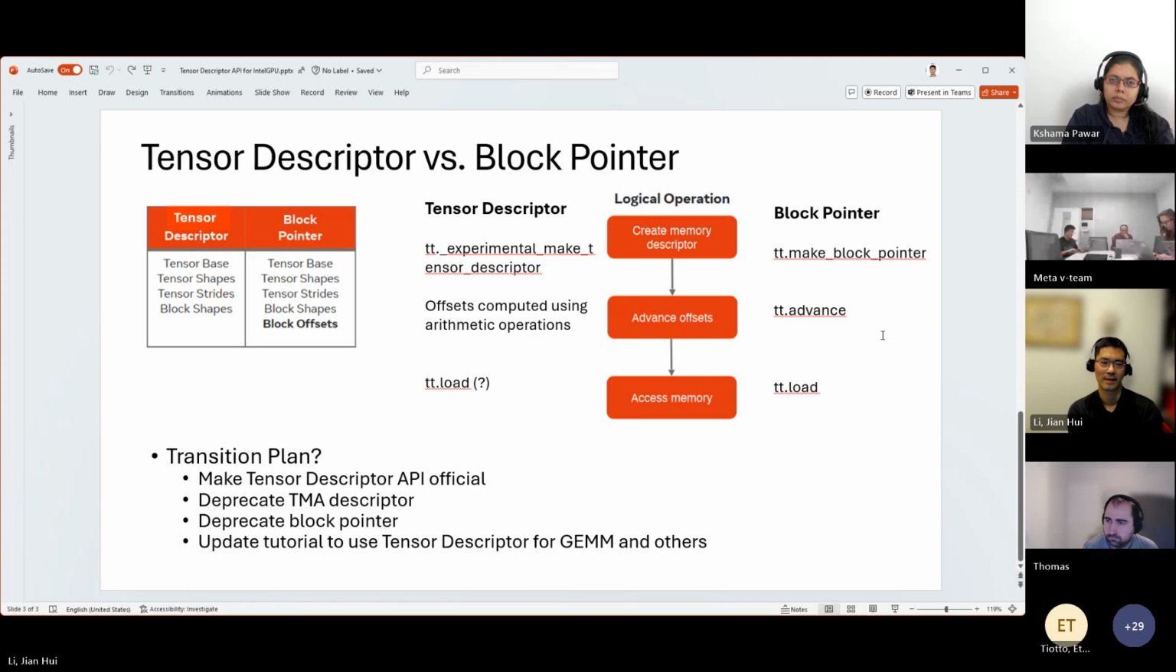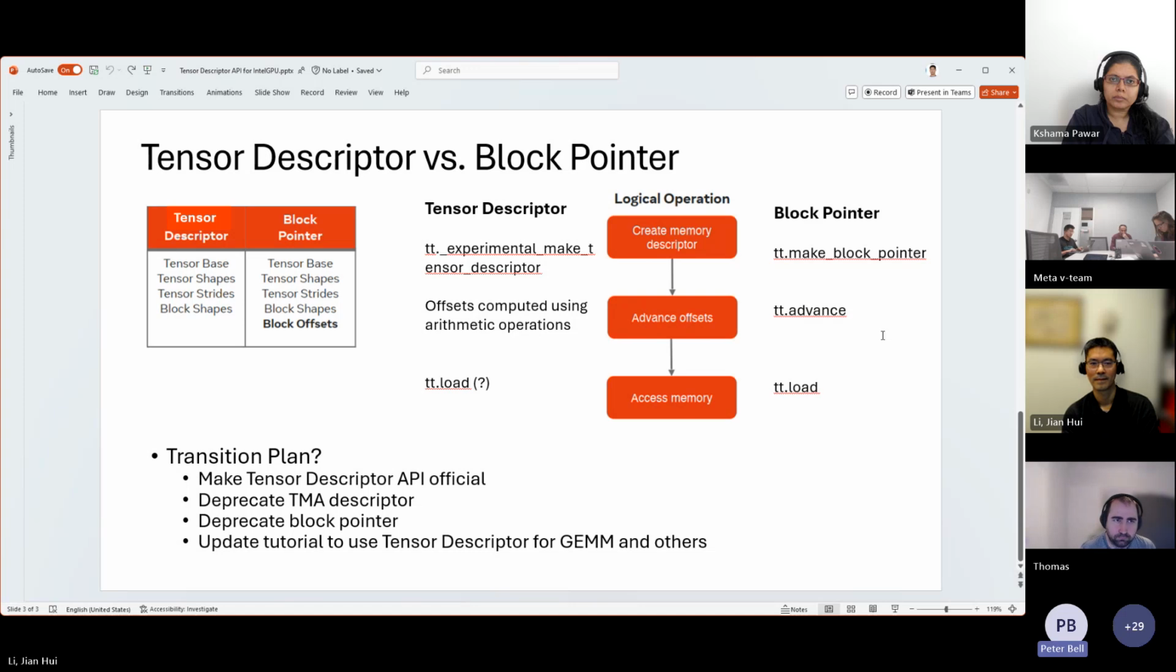Okay. Have you considered using a strict mode for block pointer rather than this new tensor descriptor, if the semantics are just a more scoped down version? Yeah, that would certainly work, but part of it is just trying to clean up some of the technical debt and take a clean slate.